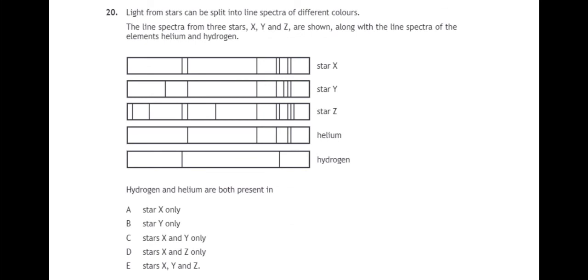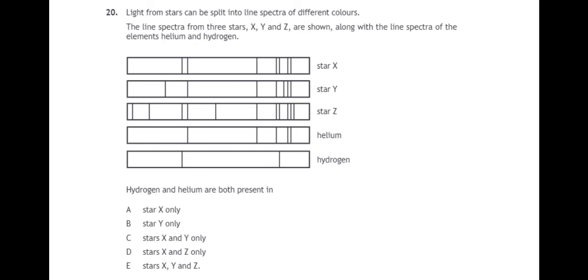And the final question in this paper. Light from stars can be split into line spectra of different colours. The line spectra from 3 stars, X, Y, and Z, are shown, along with the line spectra of the elements helium and hydrogen. Hydrogen or helium are both present in which stars? Well, how are we going to know? We will know if the lines present in helium and hydrogen are all present in a star, then that element is present in the star.